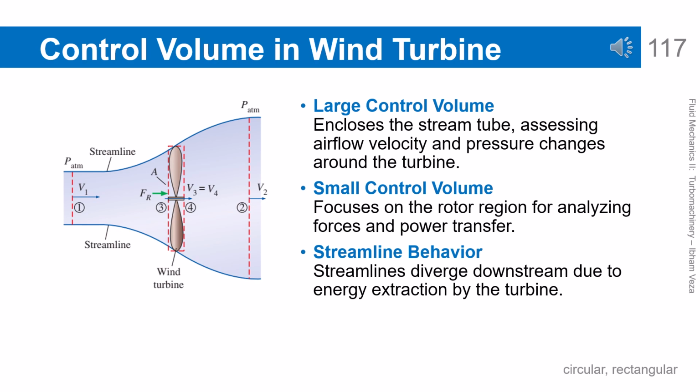Control volume in wind turbine analysis. The control volume approach is used to analyze the airflow around a wind turbine. A large control volume encloses the entire stream tube to observe global changes in velocity and pressure. A small control volume focuses on the rotor region to compute forces and power. The streamlines expanding downstream indicate energy extraction from the flow. This method provides a physically consistent analysis framework.